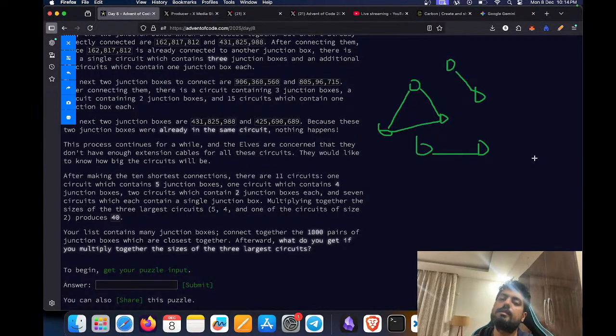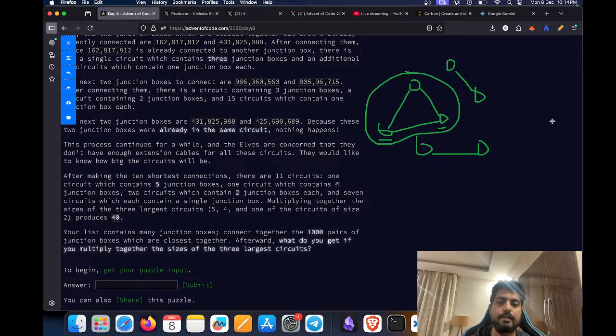And the way we connected them is that they had the shortest distances. So we are just iterating over the shortest possible distances and then connecting the boxes. If they are part of the same circuit, like these two were, we are doing nothing. If they weren't, we are connecting them, making them part of the existing bigger circuit.